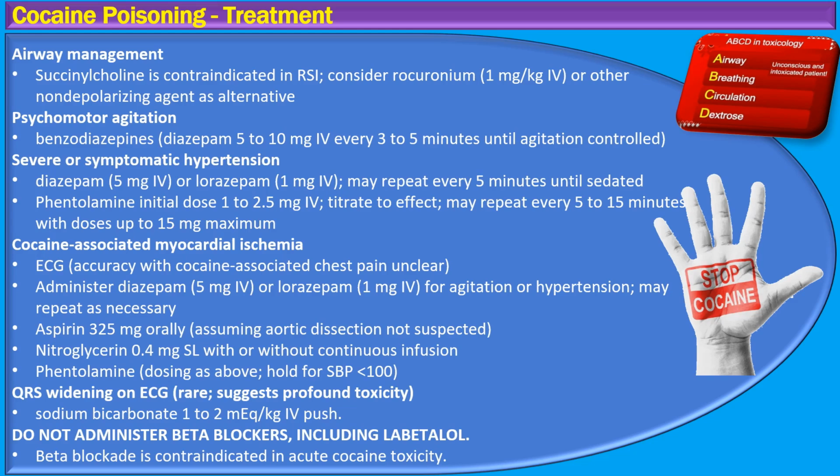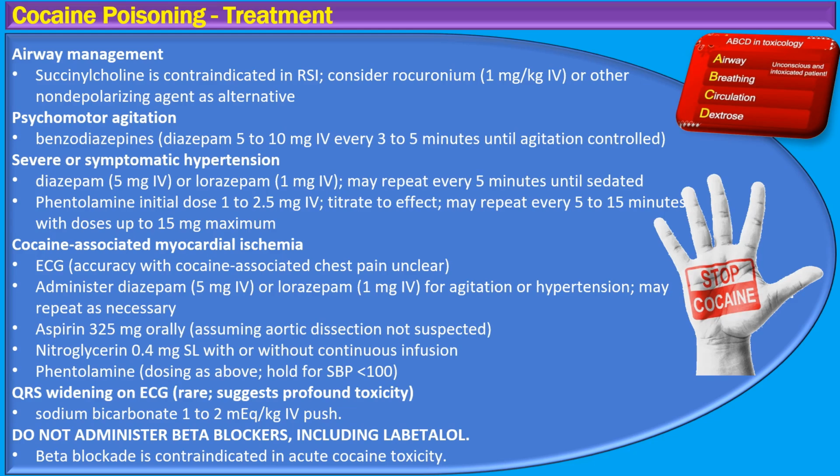If cocaine-associated myocardial ischemia is suspected, an ECG should be obtained, although the accuracy with cocaine-associated chest pain is unclear. To manage agitation or hypertension, administer diazepam at 5 mg or lorazepam at 1 mg intravenously, and repeat as necessary. If aortic dissection is not suspected, aspirin can be administered orally at a dose of 325 mg. Nitroglycerin at 0.4 mg sublingually, with or without a continuous infusion, can also be considered.